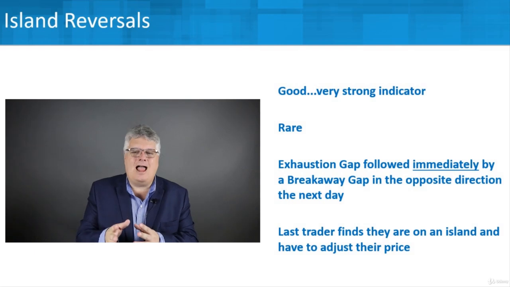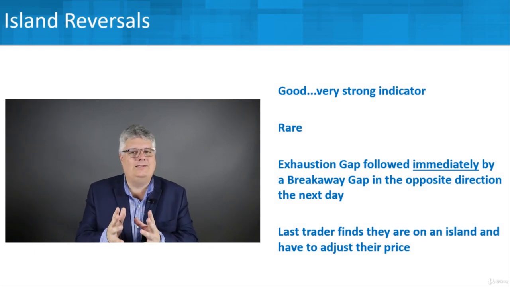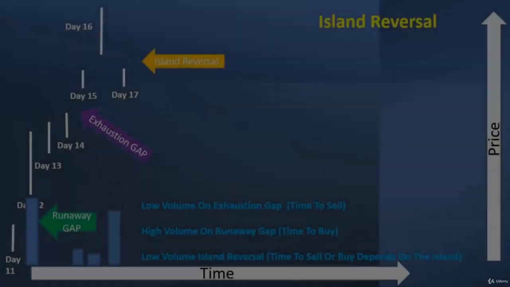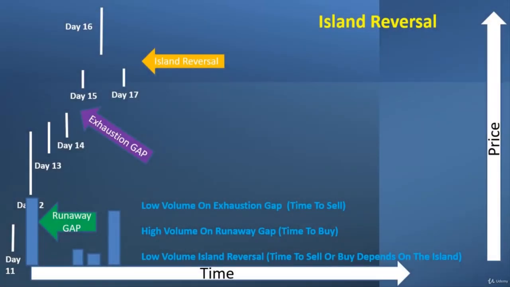So let's take a look at these island reversals and how to recognize them in a more understandable graphic manner. To identify these island reversals, you're going to need an exhaustion gap, right? And so we know from day 14 to day 15 that we were looking at an exhaustion gap. We saw that our volume was not going up. They should have had a real spike in volume there. It actually went down in terms of our volume between day 14 and 15. And so we know we're running out of steam, and that is our exhaustion gap.